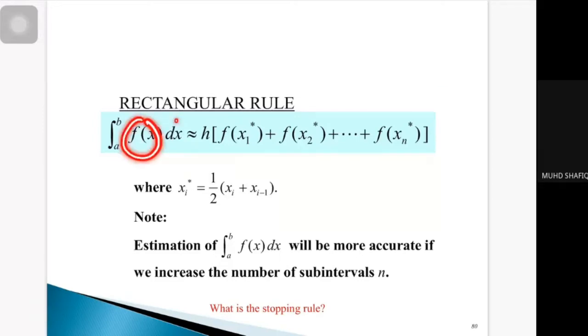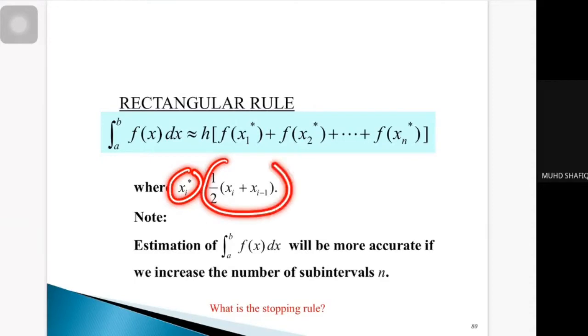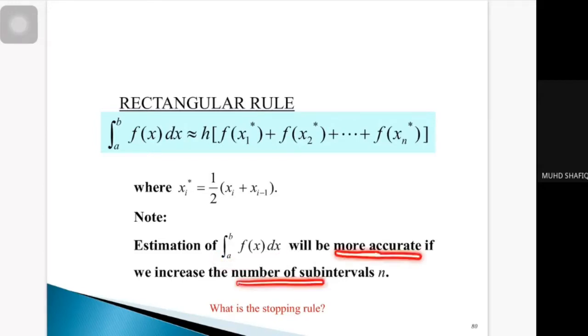Integral of f(x) dx from A to B is approximately h times (f(x1 star) plus f(x2 star) until f(xn star)), where xi star is equal to half times (xi plus xi minus 1). This is the midpoint.